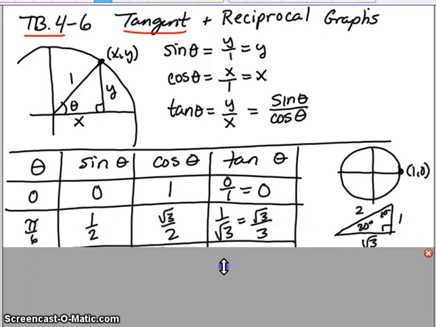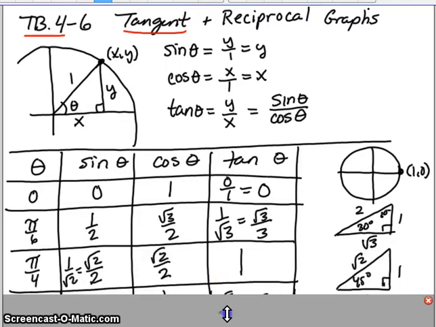When we go to pi over 6, we're dealing with a 30, 60, 90 triangle. So we have opposite over hypotenuse for sine is 1/2. Adjacent over hypotenuse for cosine is square root of 3 over 2. And if we take sine divided by cosine, or opposite over adjacent, we get 1 over square root of 3, or square root of 3 over 3 if we rationalize the denominator.